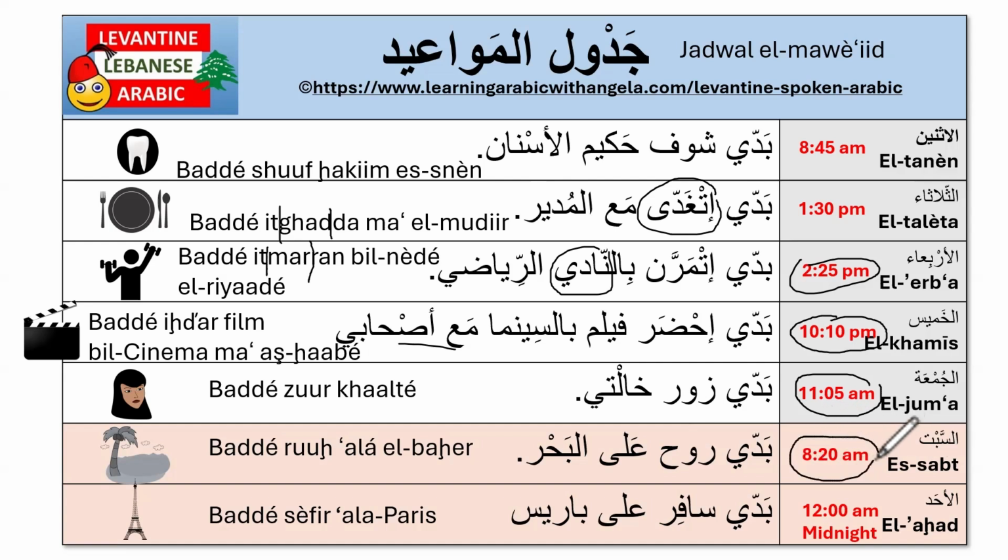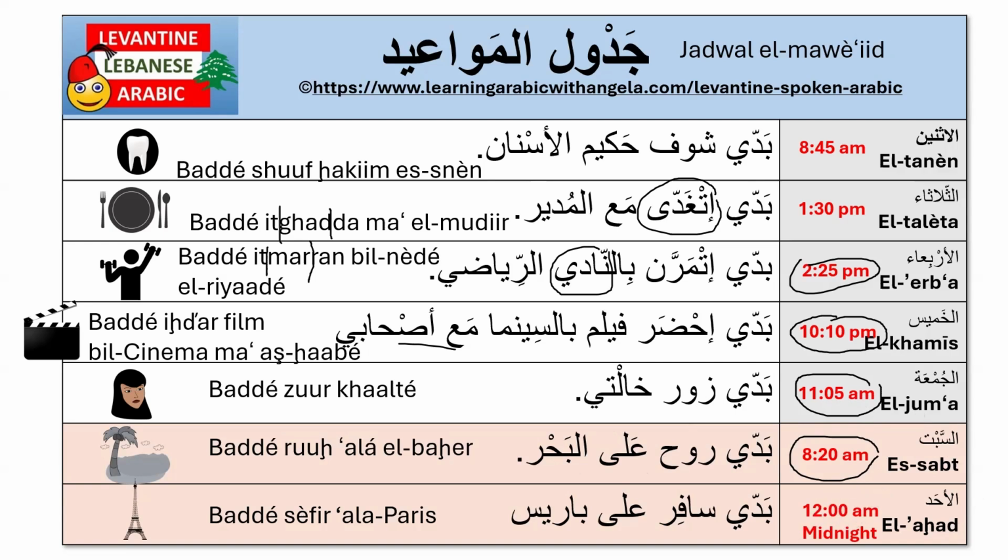السبت الساعة 8:15. 8:15 literally 8:15. بدي روح على البحر. I want to go to the sea literally or the beach. We alternate over here the meanings. You can say شط البحر, the beach.